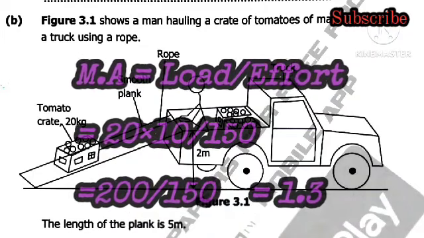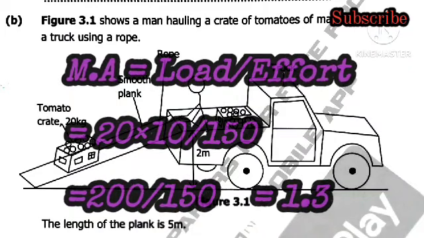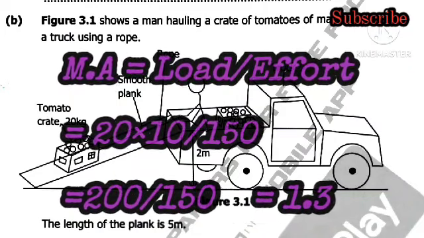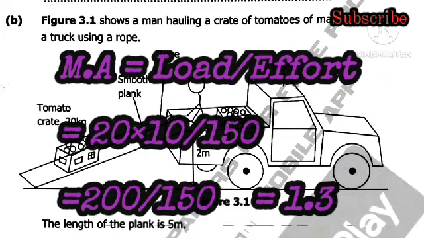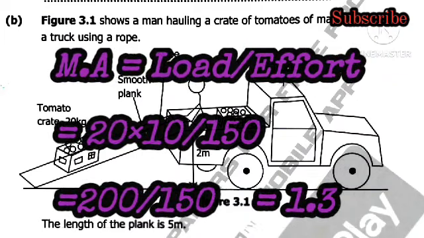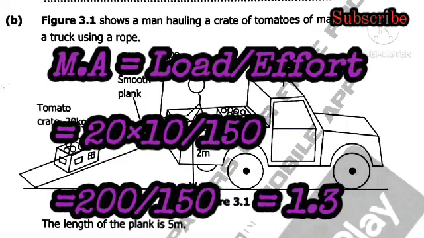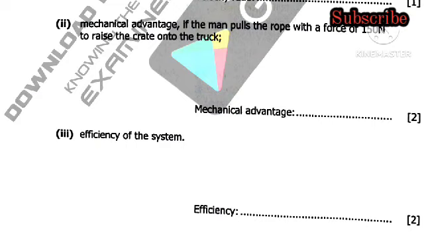I'm going to repeat. In this case, you don't have the load, and the load in this case is the crate, and the crate is 20 kg. So do 20 kg times 10, which is gravity. 20 times 10 is 200. Now, 200 divided by the effort, which is 150, will give you 1.3. That's the mechanical advantage.